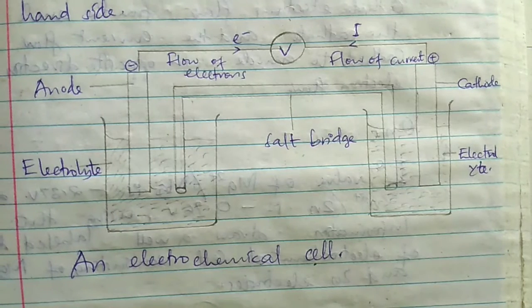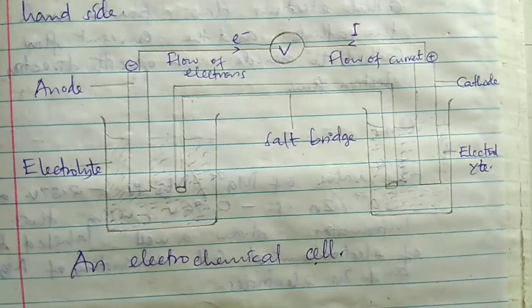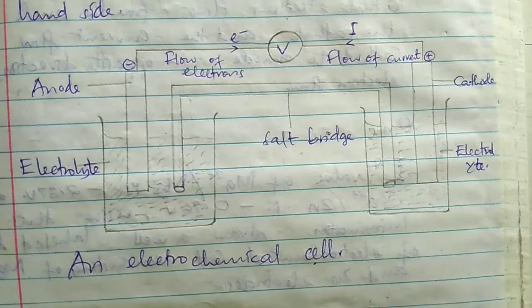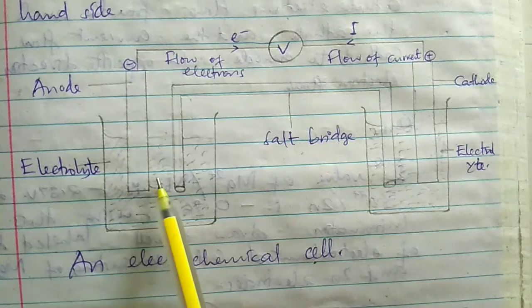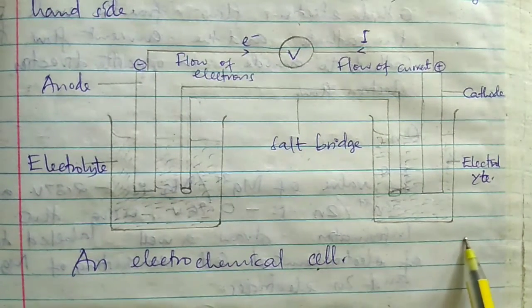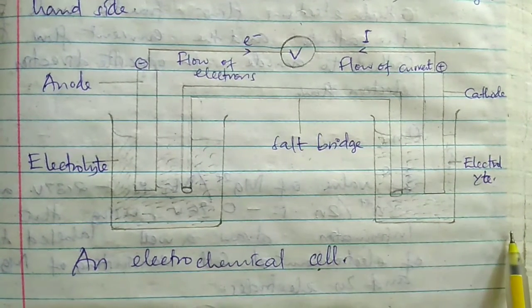Electrochemical cell inakuwa kama hivyo hapo. Kwa hiyo to the left is an anode which is negative charge, to the right the cathode which is positive charge.